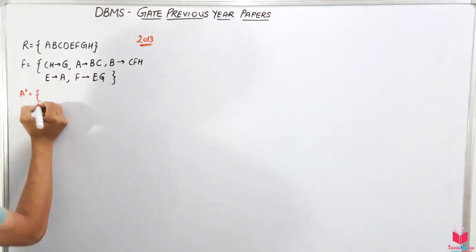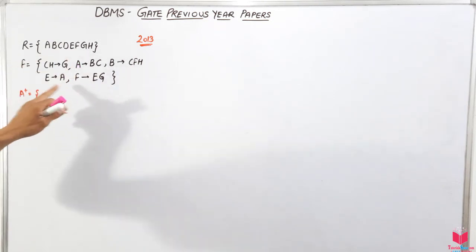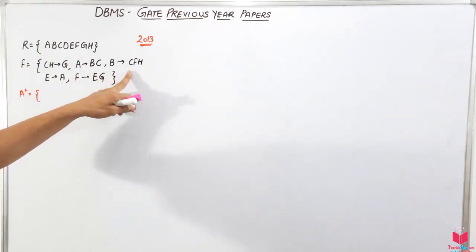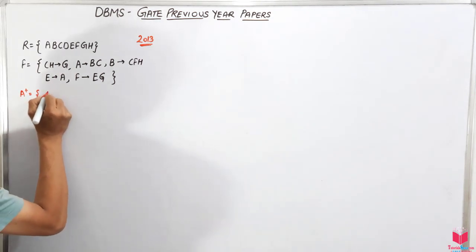So first of all we will find the closure of attribute A. If the closure of A gives the 7 attributes, that is, except D, because D is not a part of the functional dependencies, so we are not including D here. So all the remaining attributes should come, then we will say the closure of this attribute is a candidate key.